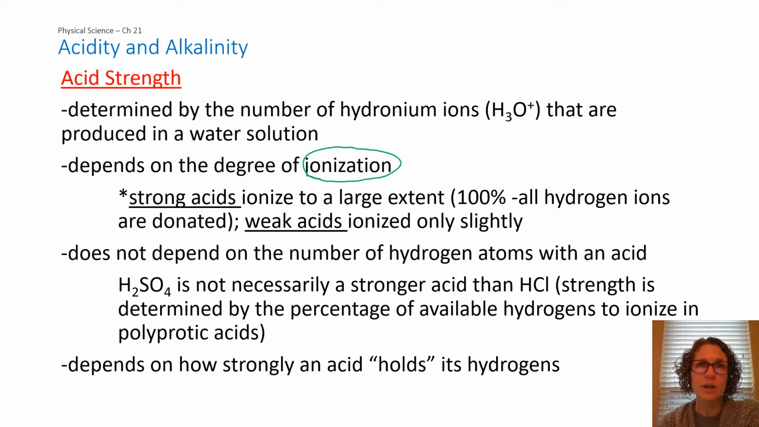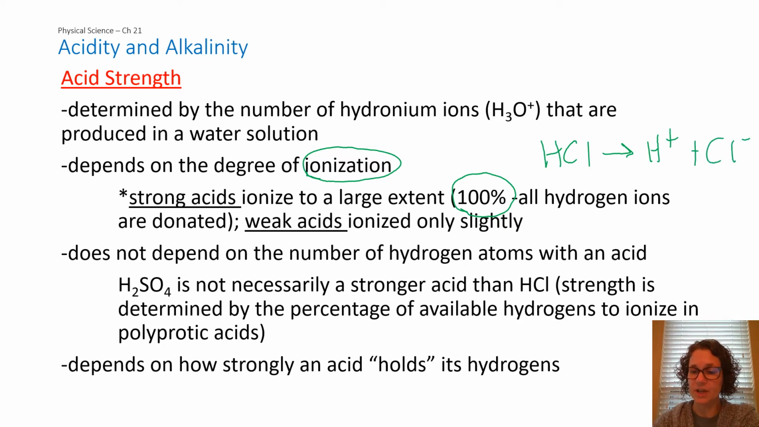And if you are talking about strength of an acid, a strong acid ionizes to a large extent, and actually it ionizes 100%, which means that when you put something like HCl into water, there's an acid, it will break into H and Cl 100%. So if I put 10 HCl molecules into water, I would get 10 H's and 10 Cl's. They would separate completely. That is strong.